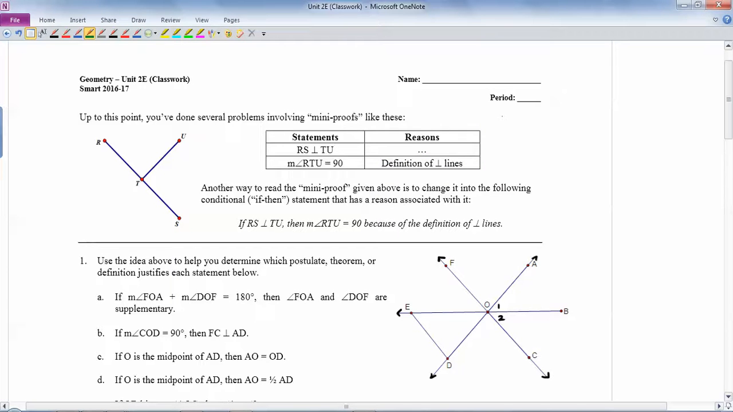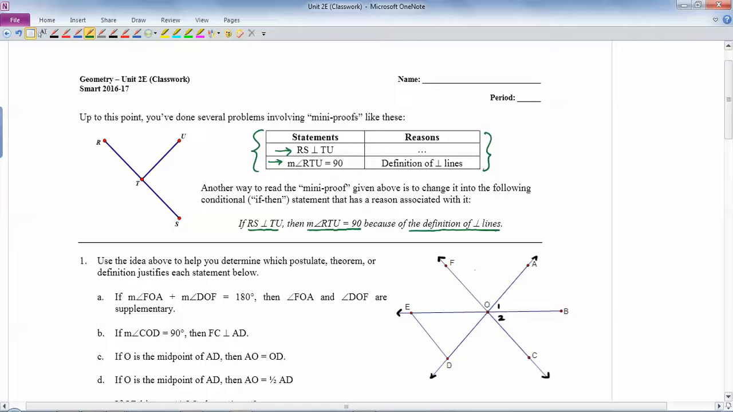So another way of reading this mini proof is to change it into an if-then statement. And it would be, if this part's true, then you can say that that part's true. So if RS is perpendicular to TU, then the measurement of RTU is 90, because that's what perpendicular lines tell you. That's the definition of perpendicular lines.